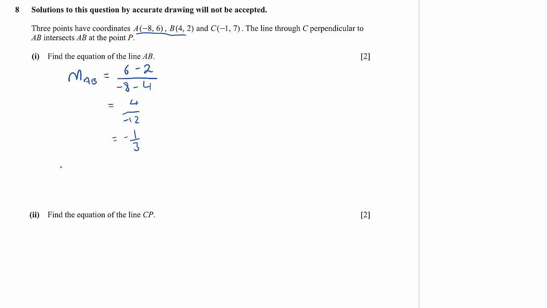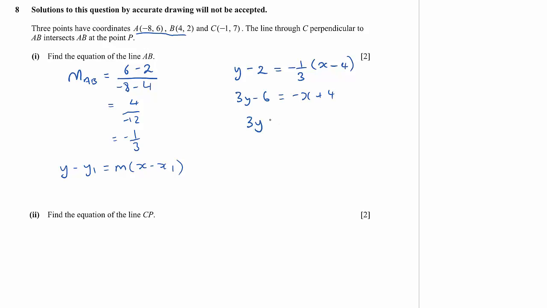And then we can use y minus y1 is equal to m(x minus x1). So let's just use B. So y take away 2 is going to be -1/3 (x take away 4). So 3y take away 6, just bringing the 3 up here, would be -x plus 4. So let's call that 3y plus x equals 10. Lots of different forms you could give that in. I'm just going to leave it there.